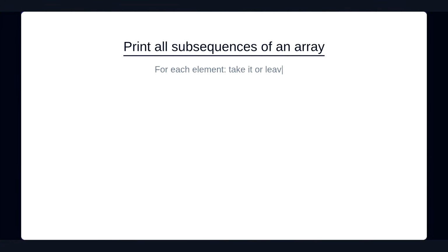A subsequence is any selection of the elements that keeps their original order, from taking all of them down to taking none at all. For the array 1, 2, 3, there are 8 subsequences in total. We will generate every one of them with a beautiful recursive pattern often called take it or leave it, where at each element we branch into 2 choices.